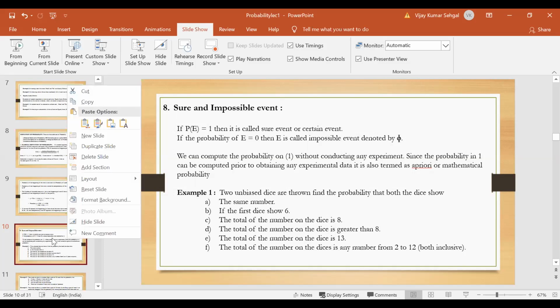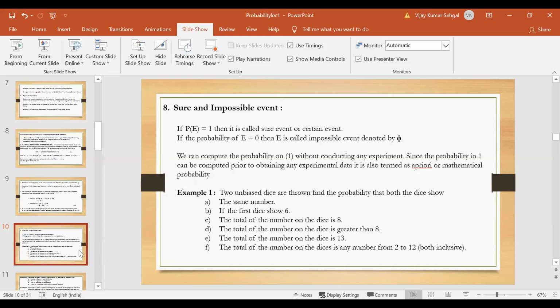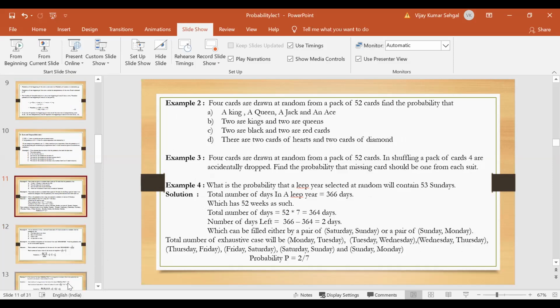Is this example clear? So you can solve this example. I will only write the example; the solution you have to solve yourselves, right? I am explaining the solution, but you can do the writing work yourself. Now example 2 is: 4 cards are drawn at random from a pack of 52 cards.